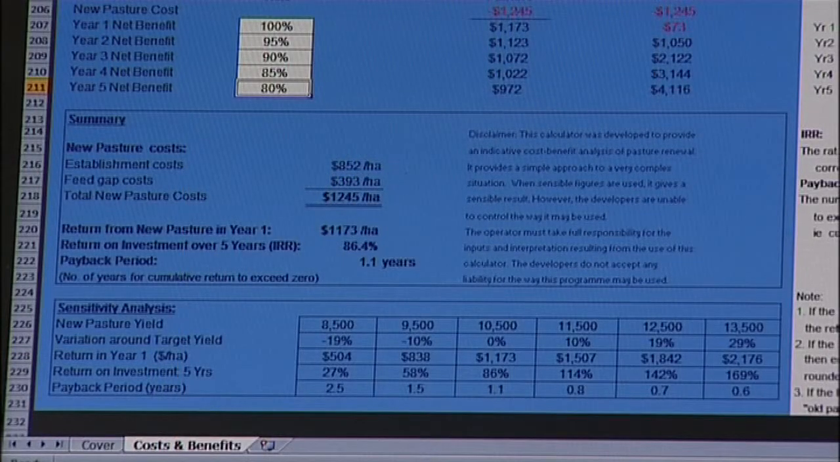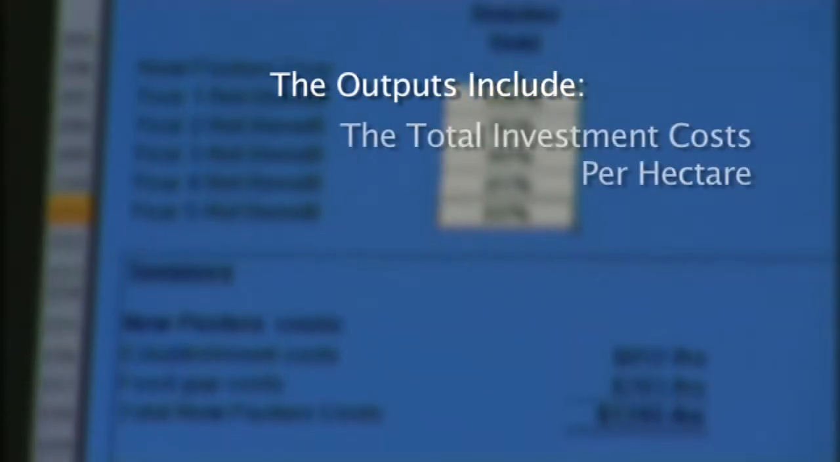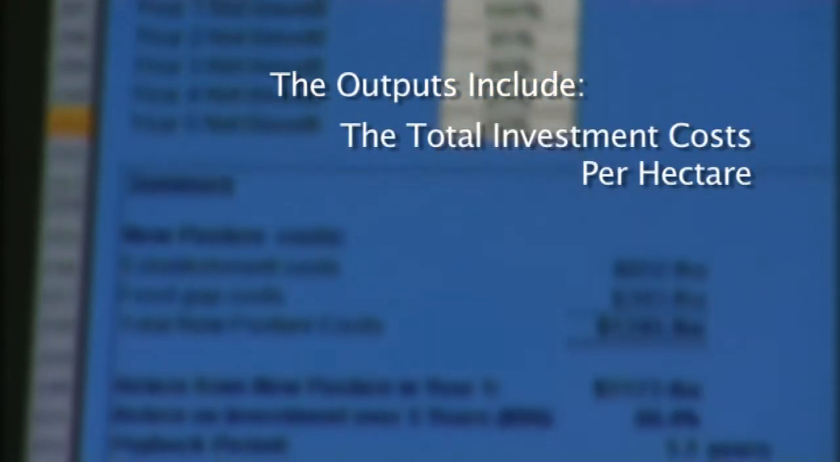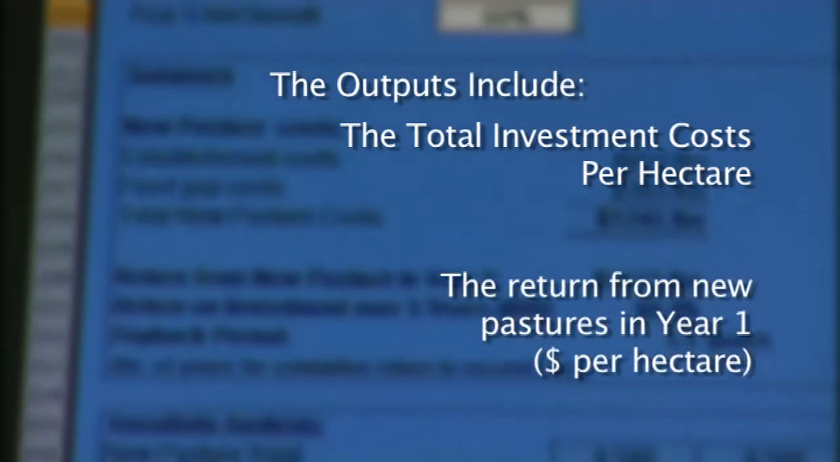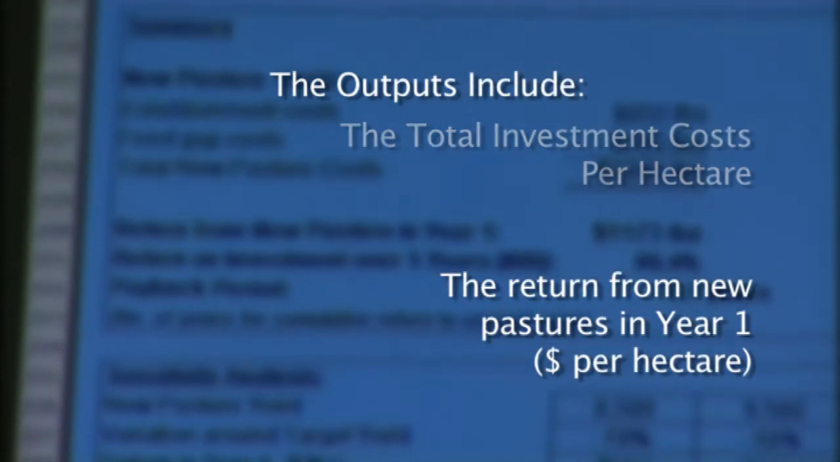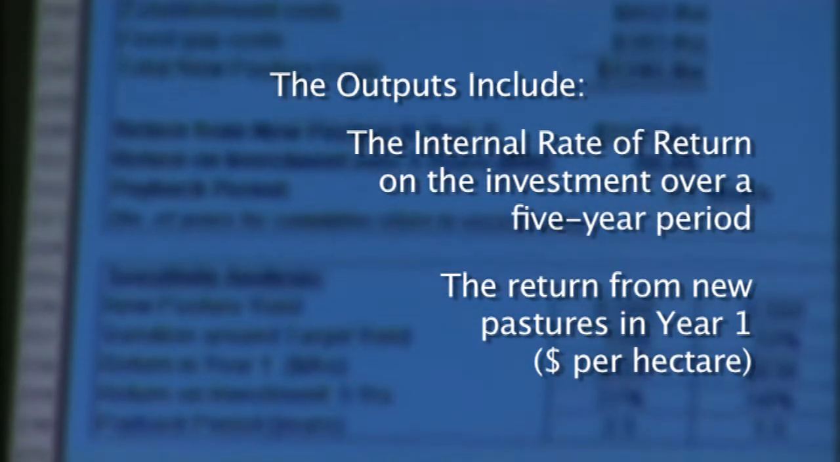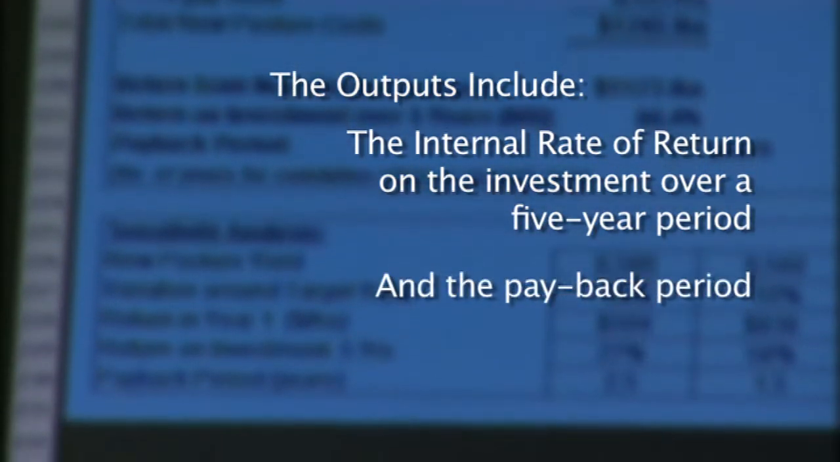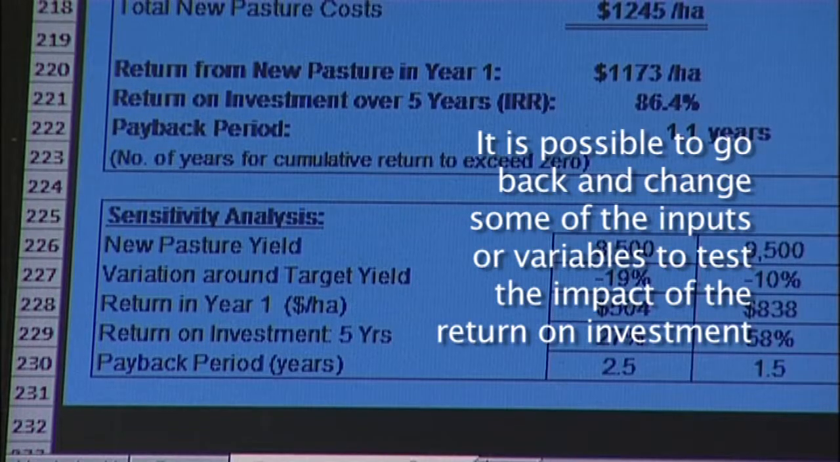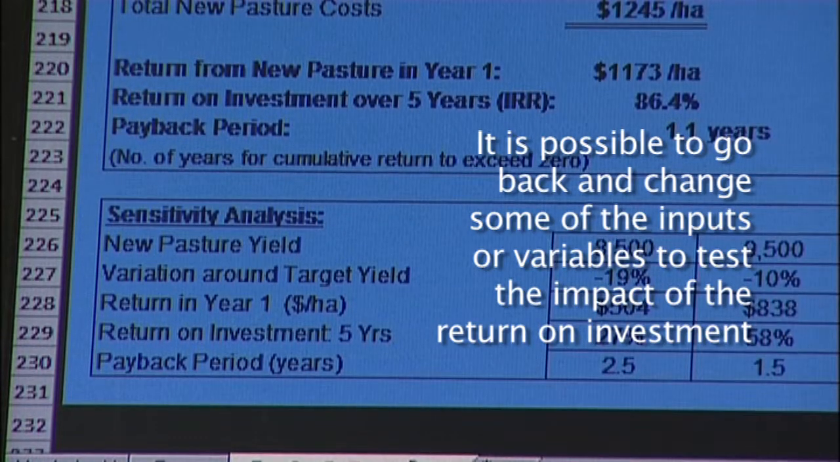Once all the figures have been entered, the results in the summary box and the sensitivity analysis can be considered. The outputs include the total investment cost per hectare, the return from new pasture in year 1 in dollars per hectare, the internal rate of return on the investment over a 5-year period, and the payback period. It is possible to go back and change some of the inputs or variables to test the impact on the return on investment.